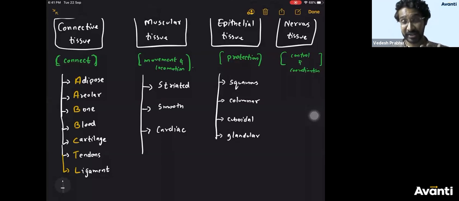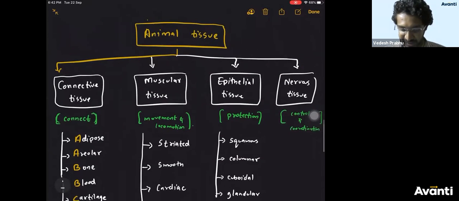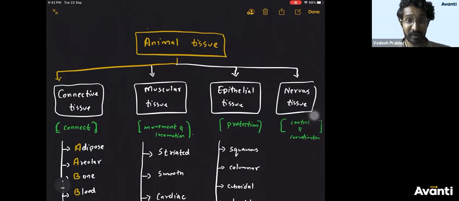And the nervous tissue is much more complex. Of course you have the entire neurons, the network of neurons, which is doing a fantastic job. But overall, these are our different types of animal tissue and their subdivisions. Just make sure that you remember each and everything. Keep revising, keep practicing.